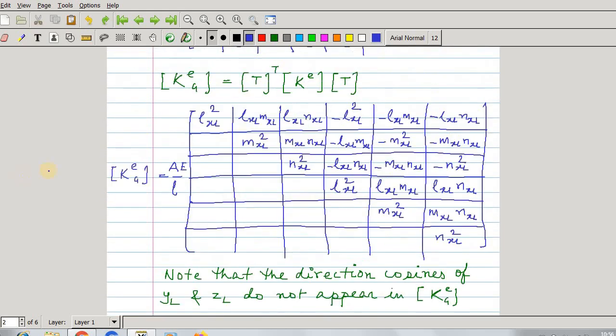And once you get the global stiffness matrix, the remaining procedure is the same. You assemble the stiffness matrices, put the boundary conditions, apply the loads, and you solve for the unknowns.